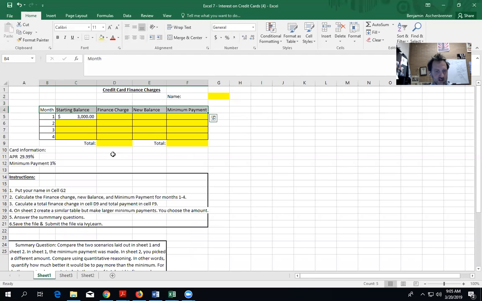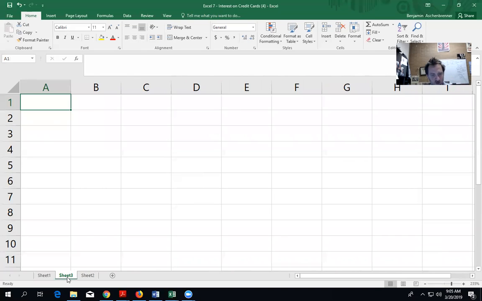Now that's kind of the nuts and bolts for how you do the first page. If you look at the instructions, it says on sheet 2, create a similar table but make larger minimum payments. You choose the amount. Now let's use the power of the computer here because I don't need to go over to sheet 2 and start from a blank where I'm like, okay, I got the month. Wait a minute, what's the next column here? Okay, I got the starting balance.